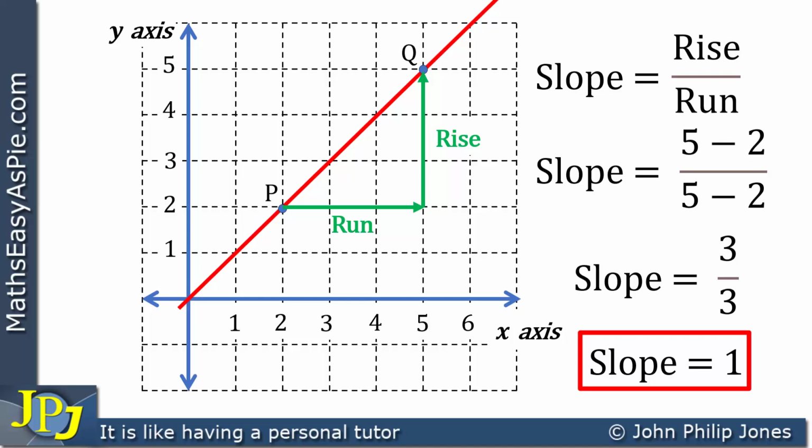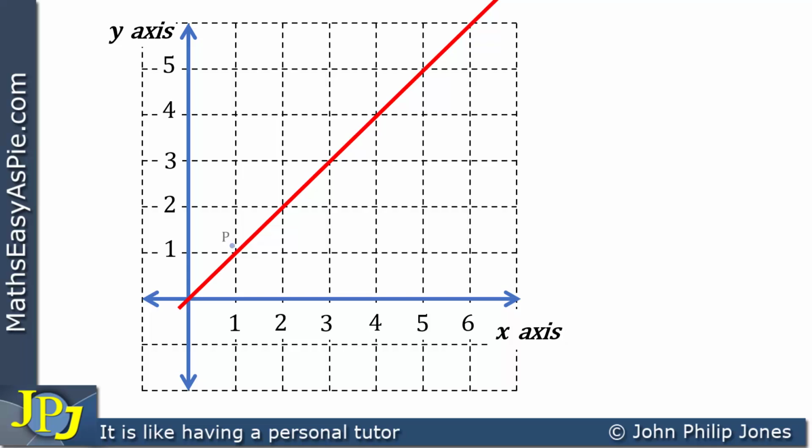So the slope of this graph is 1, and it's the same slope along the entire length. It's got equivalent steepness, if you like, all the way along the graph, because it is a straight line graph. To emphasize the point about the slope being the same throughout the entire length of the graph, I'm going to choose two different points for P and Q.